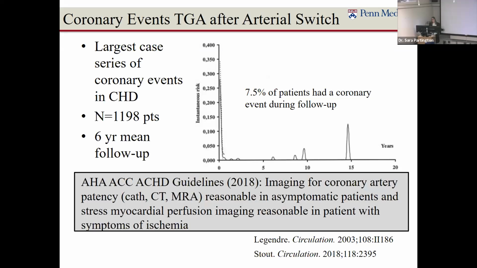So because of this known risk of coronary issues in these patients following the arterial switch procedure, the 2018 Adult Congenital Heart Disease guidelines do recommend imaging of the coronary for coronary artery patency, either a cath, CT, or MRI, in asymptomatic patients following the arterial switch, and in patients with symptoms of ischemia. They suggest that stress myocardial perfusion imaging may be reasonable. Now, there are other types of surgeries where coronary reimplantation is done. Patients with aortic valve disease who might have undergone the Ross, with connective tissue disease requiring replacement, but probably the majority of patients we see are following the arterial switch.